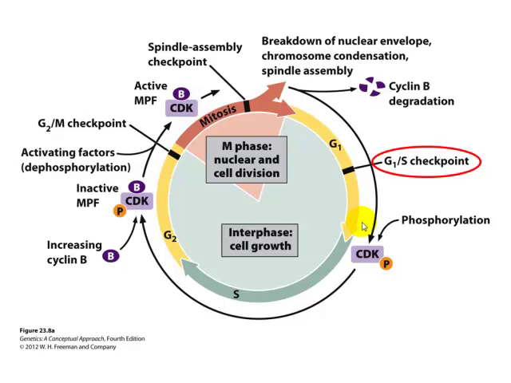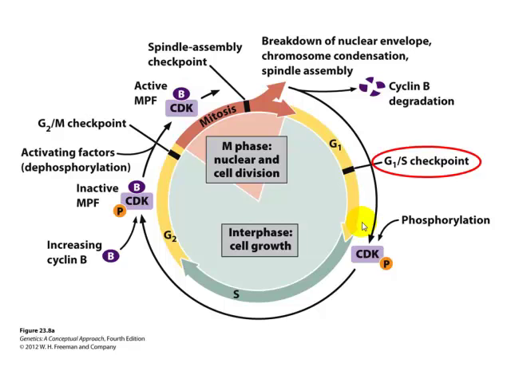So the first stage in which you have a checkpoint that is very important for the cell, for cell division to be controlled, is between G1 and S. Okay, so this is the G1 and S checkpoint.